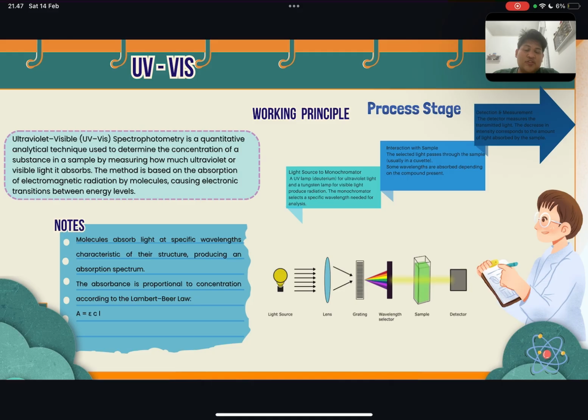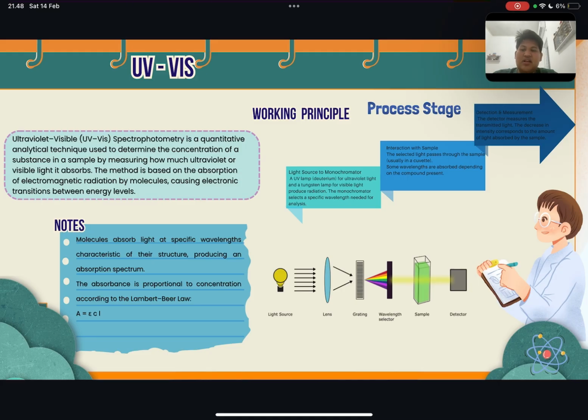Okay, we have a process stage as always. Light source to monochromator: a UV lamp for ultraviolet light and a tungsten lamp for visible light produce radiation. The monochromator selects a specific wavelength needed for analysis. Interaction with sample: the selected light passes through the sample, usually in a cuvette. Some wavelengths are absorbed depending on the compound present. Detection or measurement: the detector measures the transmitted light, and the decrease in intensity corresponds to the amount of light absorbed by the sample.